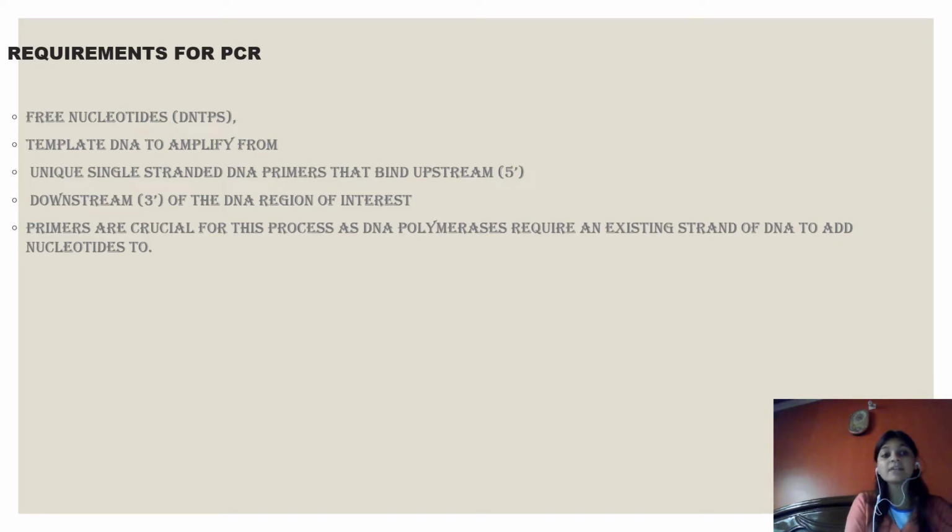Next, we require unique single-stranded DNA primers that bind upstream, that is to the 5' end, and downstream of the DNA region of interest. We need single-stranded DNA primers, as DNA is double-stranded, but we need single-stranded, and that too which can bind at the 3' end of the region of interest. Primers are crucial for this step, as DNA polymerase requires an existing strand of DNA to add nucleotides. So primers are very crucial in this process. Why? Because primers help to add nucleotides to the existing strand of DNA.